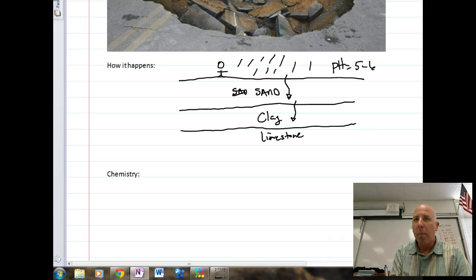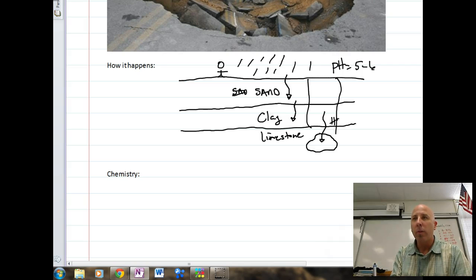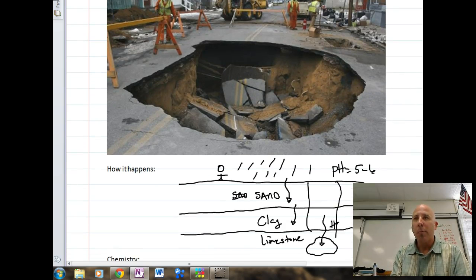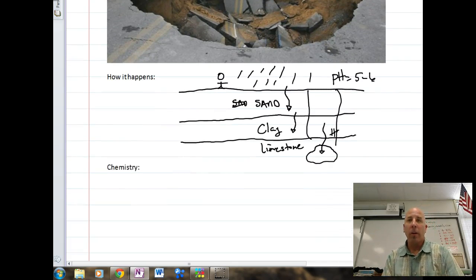Now, if we have, let's say, a pocket of limestone down here, and the water has some hydrogen ions in it, which typically rainwater does, those hydrogen ions can react with the limestone. So let's talk about what happens here. It will actually eat away at this limestone, leaving kind of a cavern underneath the ground. Once the cavern gets large enough, this could all collapse, and that's what's happening here. You get a collapse due to some water seeping down under there and collapsing the limestone cavern below it that's been eaten away.